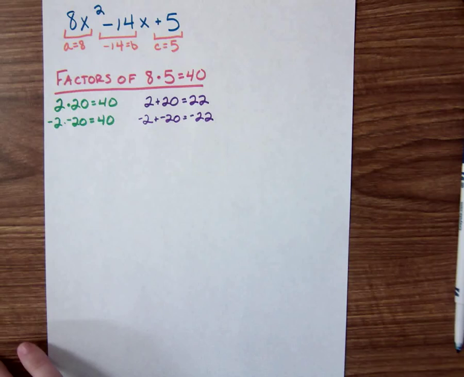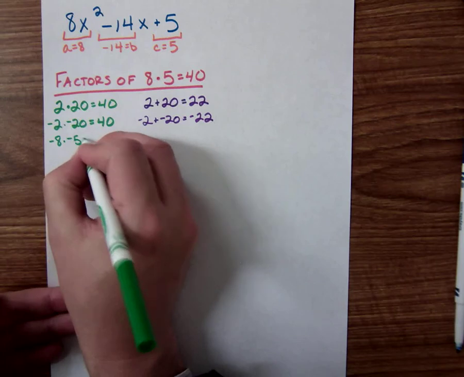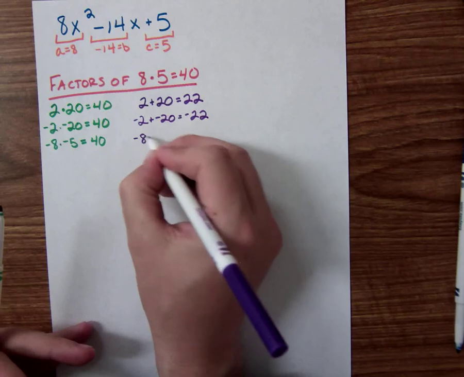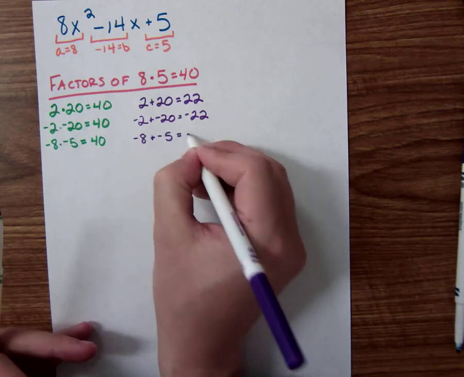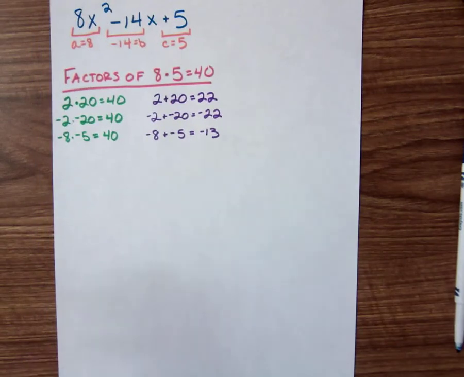Times 5 is... 7 times 5 is 35. Or 8. We can't do 8 and 5? We can. 8 times 5, that works. They have to be negative 8 and negative 5, right? We need two negatives. It'll be positive 40 when I multiply them. Negative 8 plus negative 5 is negative 13. So close. I need negative 14 and I have negative 13.